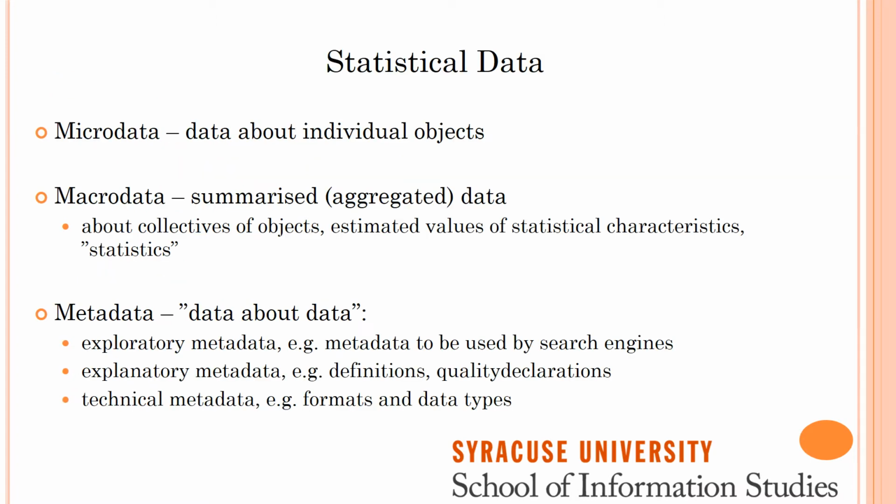Before we start talking about statistical databases, we need to understand the different types of statistical data. Statistical data mainly consists of three types: microdata, macrodata, and metadata. Microdata is data about individual objects, such as units of population, individuals, households, or establishments. They are collected by a census, survey, or an experiment. Macrodata, on the other hand, is summarized data or collection of objects, estimated values of statistical characteristics, or basically statistics. Metadata is data about data. It can be broken down into three types: exploratory metadata, explanatory metadata, and technical metadata.